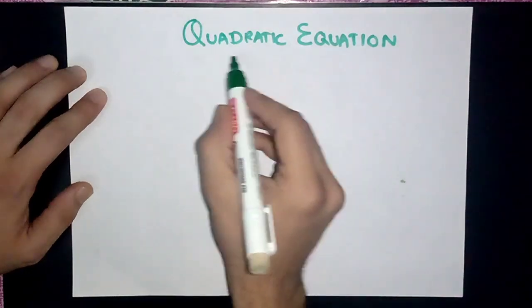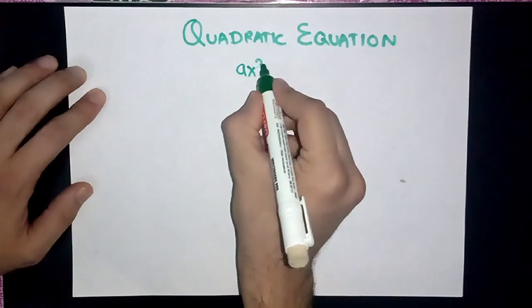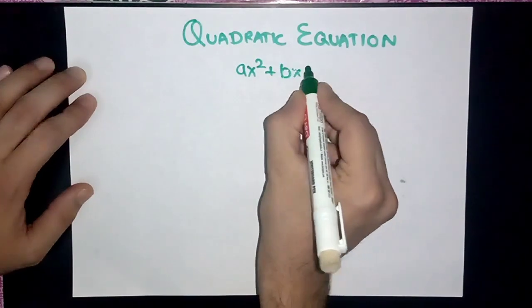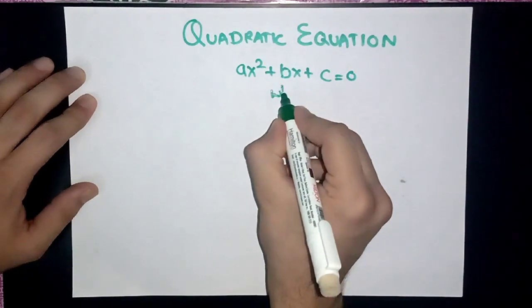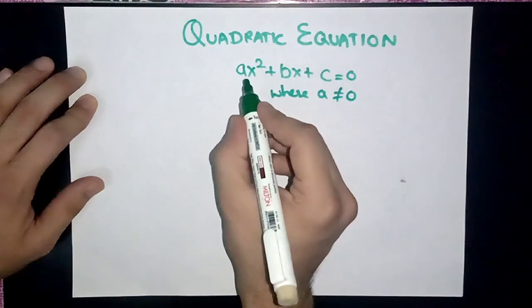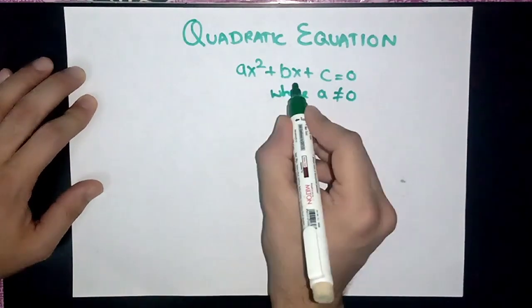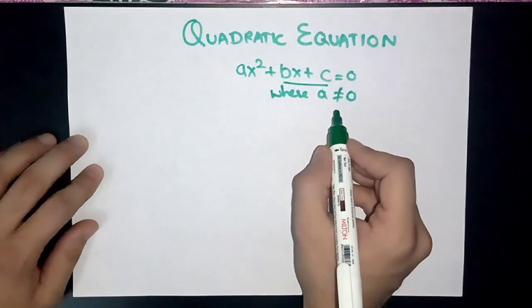The lecture is on quadratic equations. A quadratic equation can be written as ax² + bx + c = 0, where a is not equal to 0. If a becomes 0, this becomes a linear equation, so we say that a cannot be equal to 0.